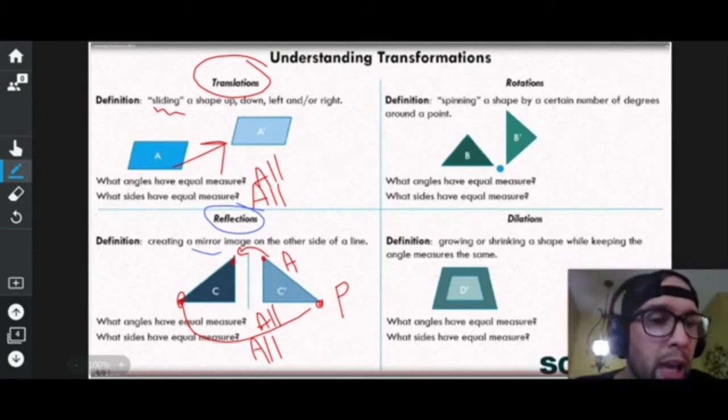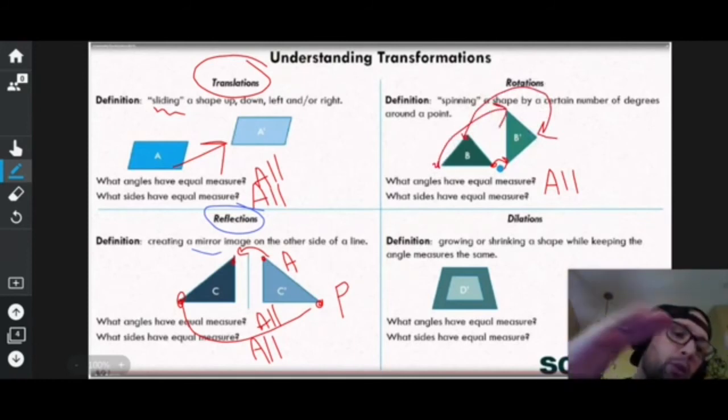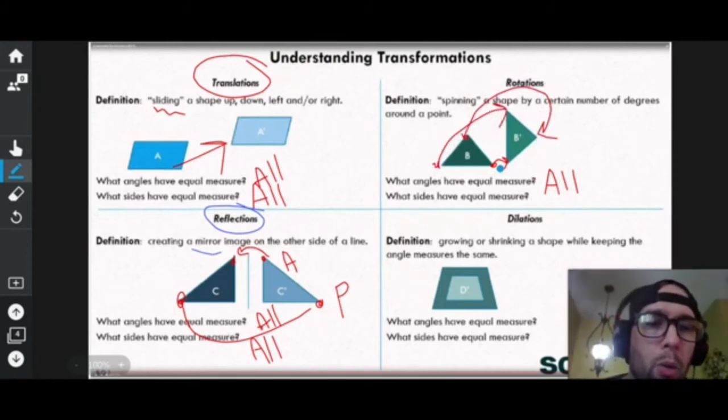So what angles have the same measure? All of them again, because this guy is just going to move to that guy. This guy is going to move to that guy. This guy is going to move to that guy. Everything rotates. They all have the same size too. Nothing gets bigger, nothing gets smaller.